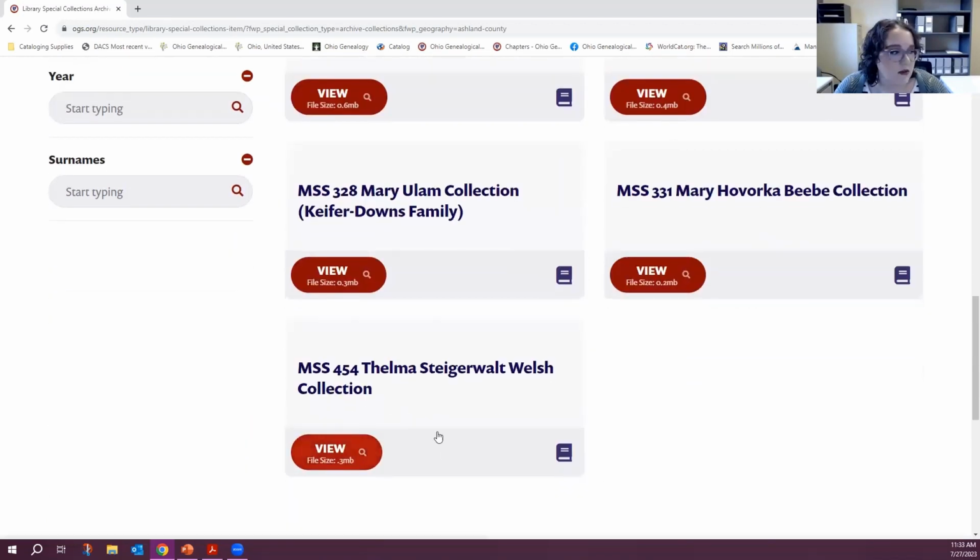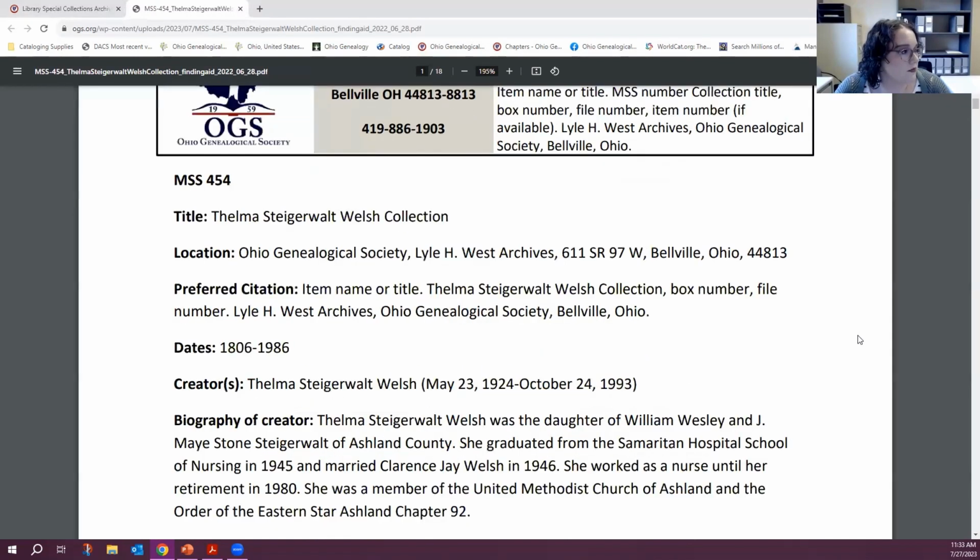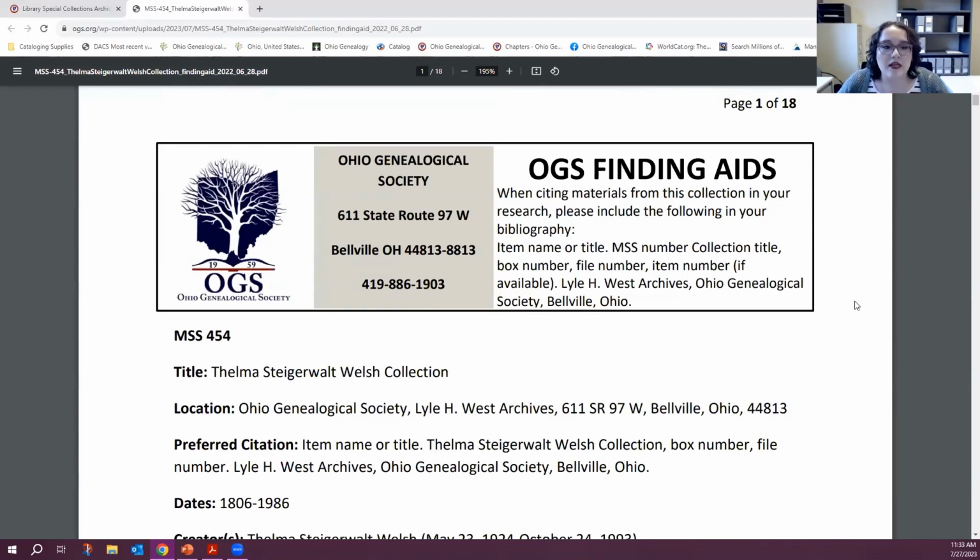So we'll look at the Thelma Stierwalt Welsh collection for our finding aid here. Zoom in again. As I mentioned in the beginning, finding aids are sort of standard across historical institutions. They aren't always going to be their own individual documents. Some institutions have them on a web page that is integrated into their catalog. I know Western Reserve Historical Society does it that way, but this type of terminology you will see appear again and again in archives because it is a standard in the library science archives world.